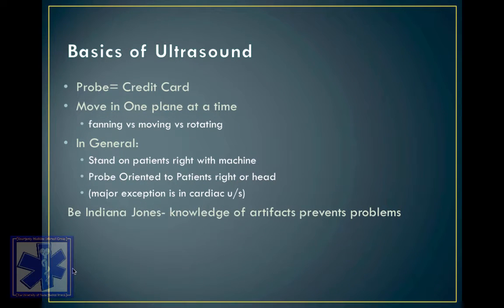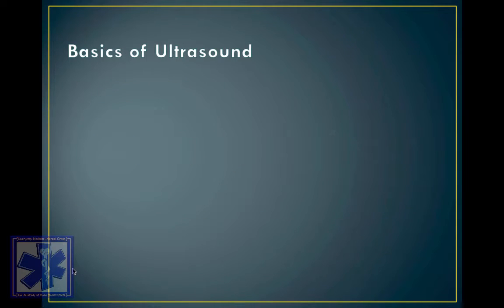You should be Indiana Jones. You should know your artifacts. That way you get out of problems. There's ring down artifacts where it looks like something's below what you're looking at. There's all different kinds. This comes along in residency training. They teach you to look for them. That way you know this is normal versus abnormal. This is an actual finding versus an artifact. So you'll learn those as you go along.